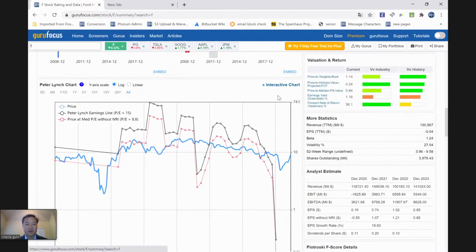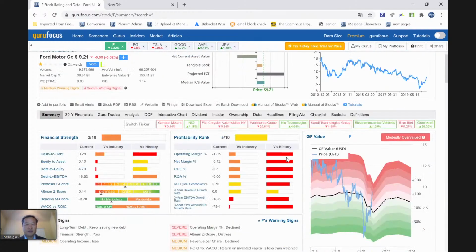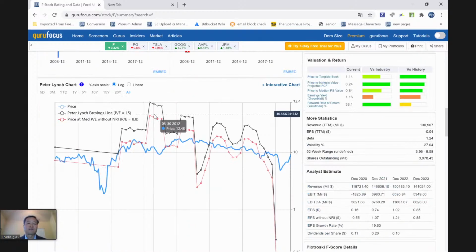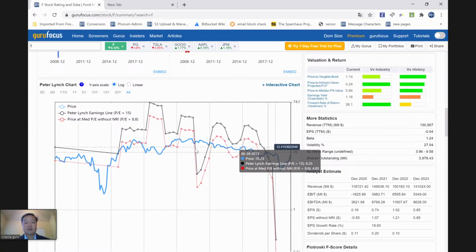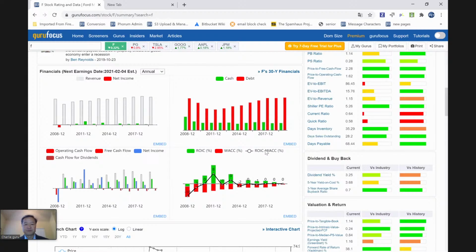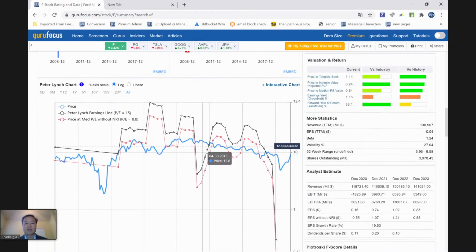For instance, if we go to Ford, and this is what Peter Lynch had, because Ford has very irregular earnings, the Peter Lynch value line will not work really well because the earnings line fluctuates a lot, and the stock price doesn't follow. It's very hard to actually make a determination of the value from this.